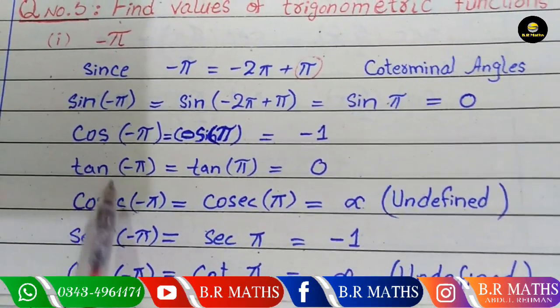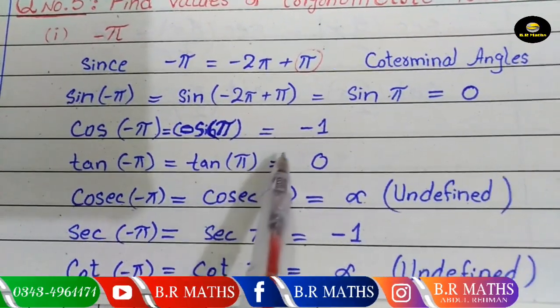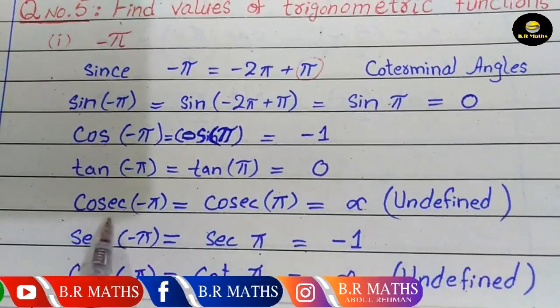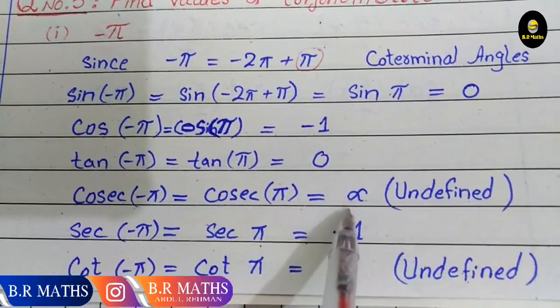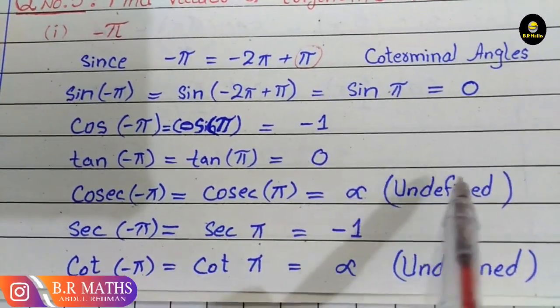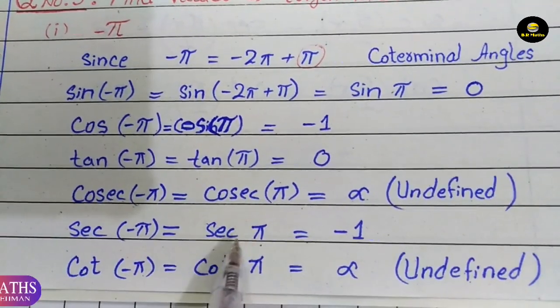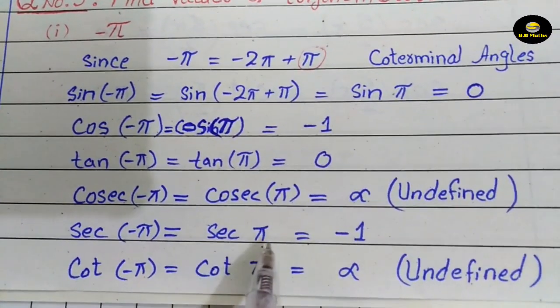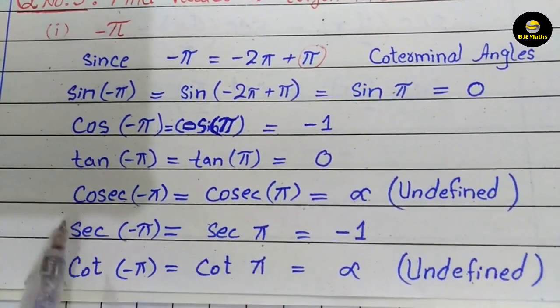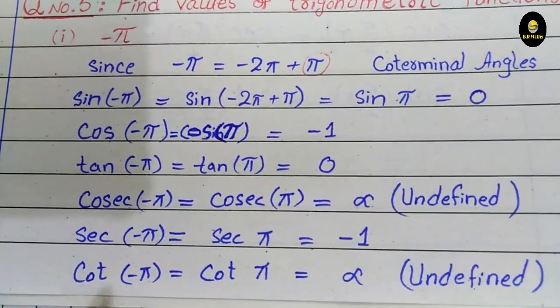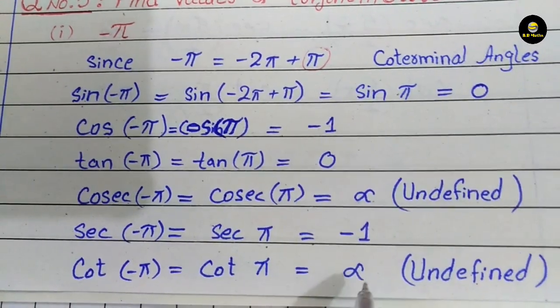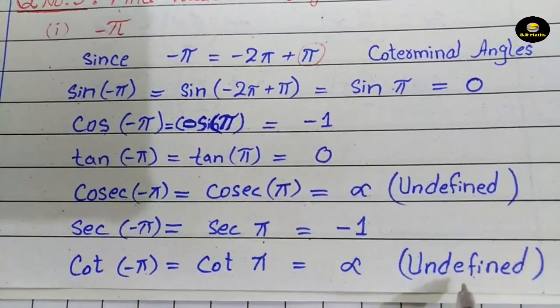And next, tan minus pi is equal to tan pi, which is equal to 0. And cosecant minus pi becomes cosecant plus pi, and the result is infinite, meaning undefined. And secant minus pi and secant plus pi are both the same, which is equal to minus 1. Same for cot minus pi and cot plus pi, also undefined.